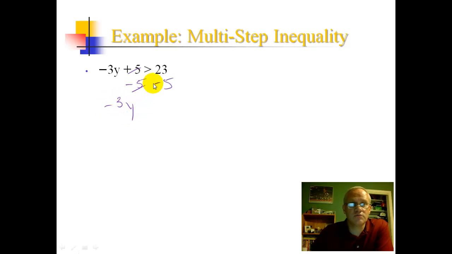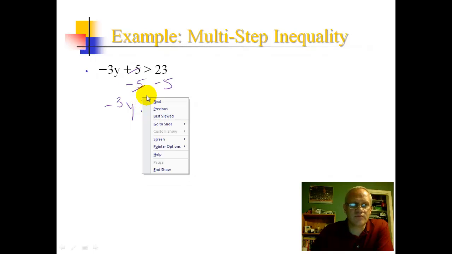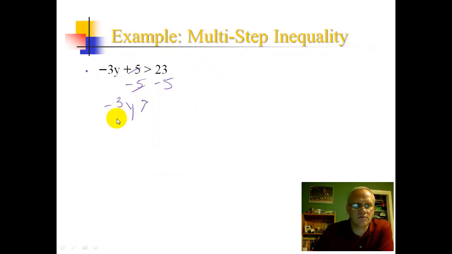So now, do I switch the sign? No, that's right. Even though it's minus 5, that's not dividing or multiplying by a negative. It's just subtracting, so that's okay. And so that would be greater than still. And 23 minus 5 would be 18.